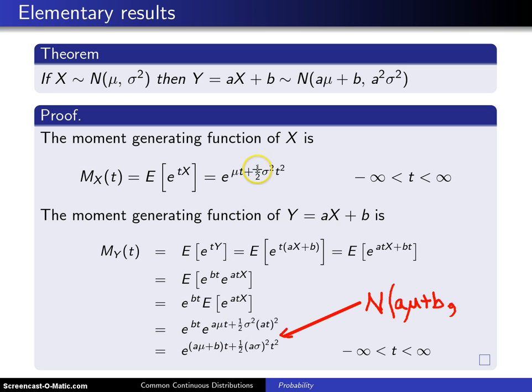And in addition, there is a 1/2 sigma squared t squared. Well, this will be 1/2, and here is sigma squared, so you're going to have a variance of a squared sigma squared here. And this has the moment generating function for a normal random variable. It has this as a mean, this as a variance, and that is exactly what we have up here as a result, and that completes the proof of the theorem.